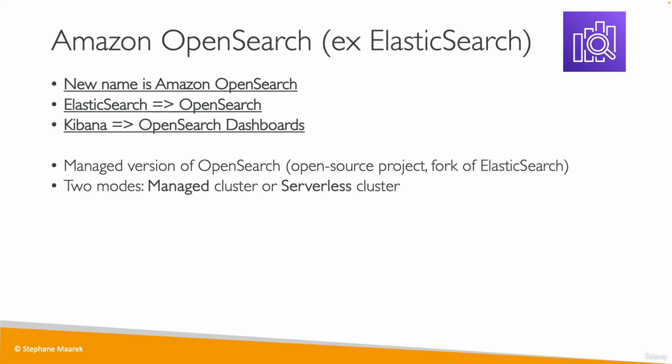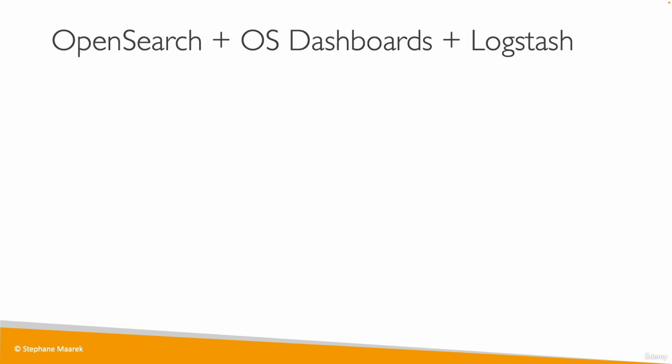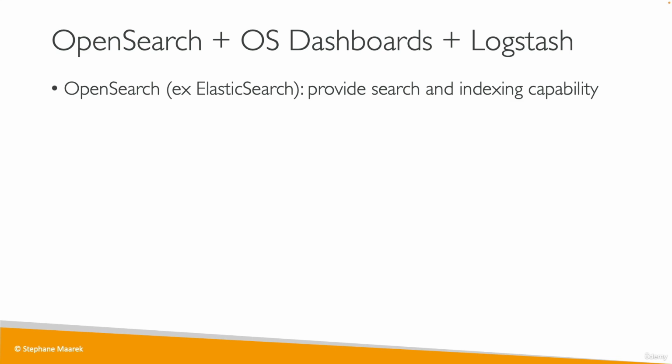So you have two modes of operation. The first one is managed cluster, where you actually define the types of servers you want, or you can use a serverless cluster to just simply use Amazon OpenSearch. And the use cases are going to be log analytics, real-time application monitoring, security analytics, full text search, clickstream analytics, and indexing. So you can use the full suite of OpenSearch, OpenSearch Dashboards, and Logstash.